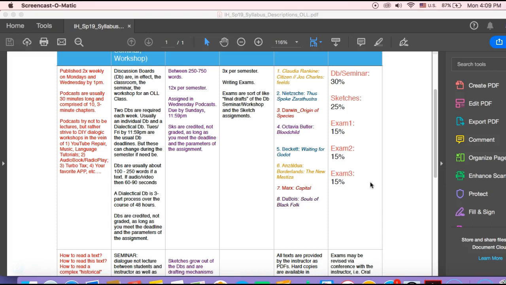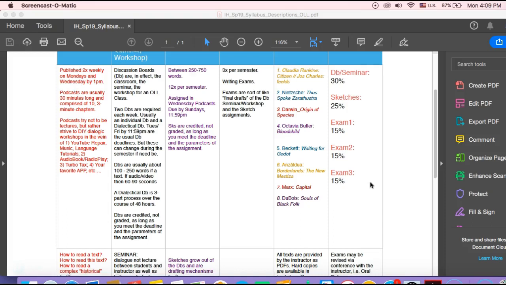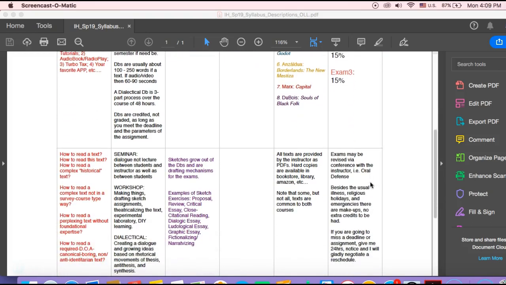Then exams 1, 2, and 3. Nothing is cumulative, or well, let me take that back. There can be intertextual aspects. You can work with other texts outside an exam period if you want. But basically, they're working with a specific set of texts that we've worked with for a couple weeks. So 15% of your grade for each of the exams.